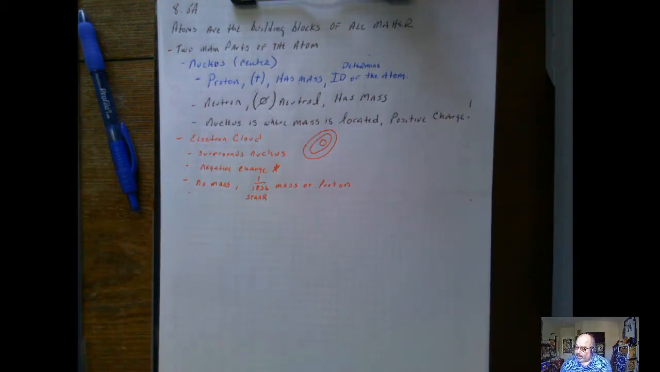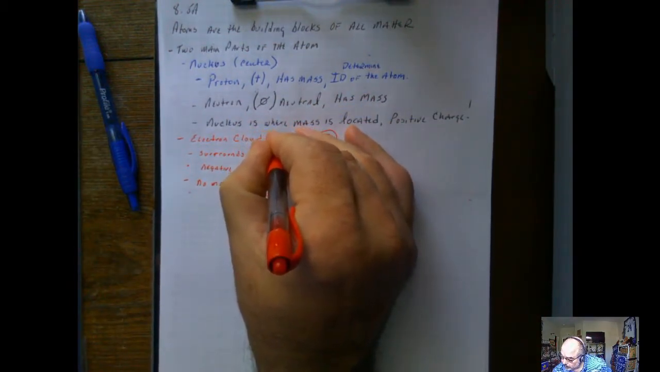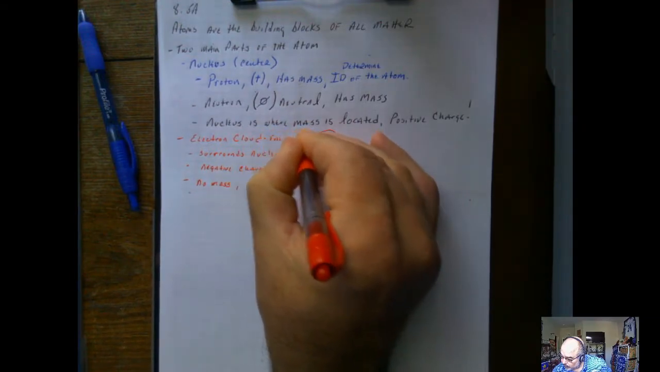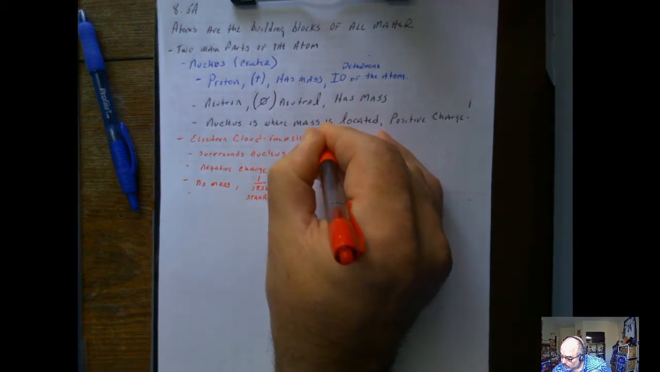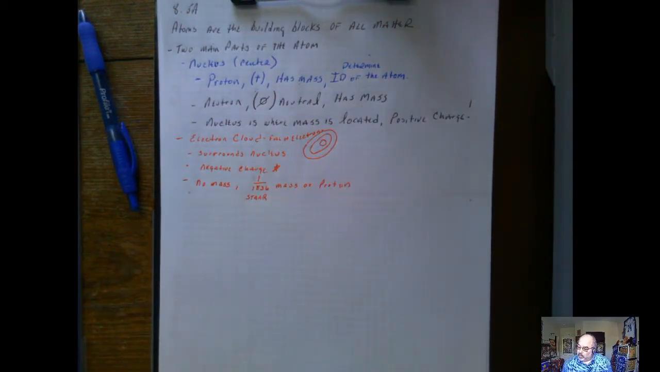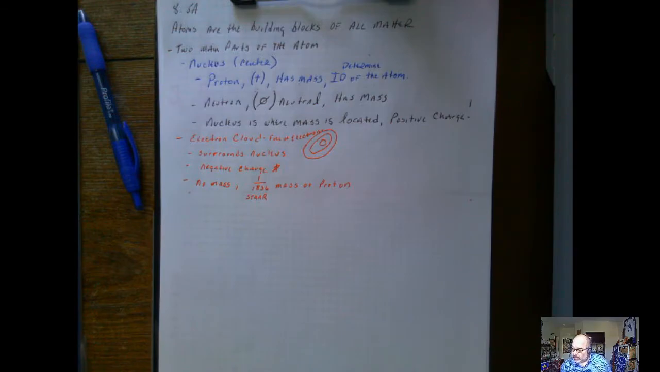Let me write that down just in case. Full of electrons. Okay. Surrounds the nucleus, has a negative charge, and essentially electrons have no mass.